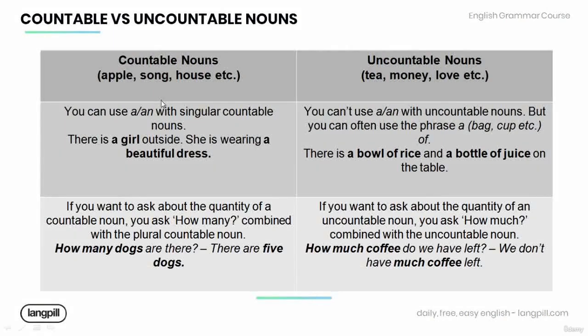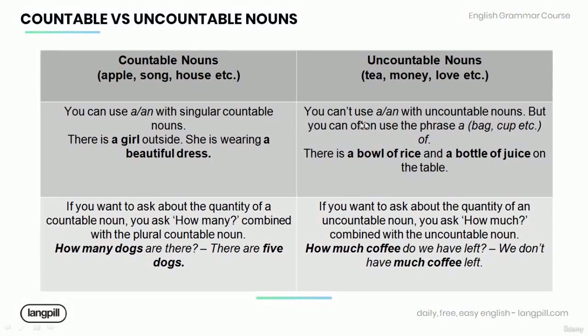Also, with singular countable nouns, we can use a or an. Have a look at the example below. There is a girl outside. She is wearing a beautiful dress.